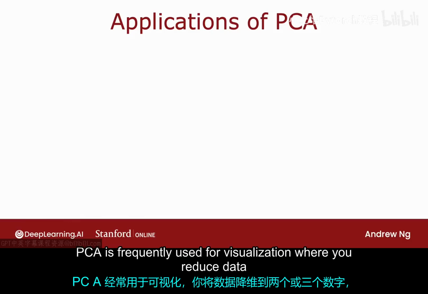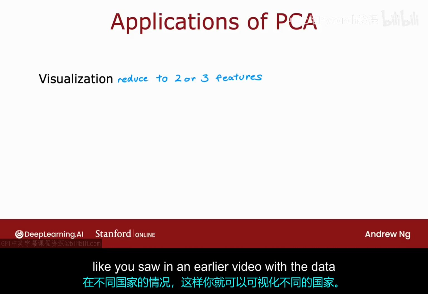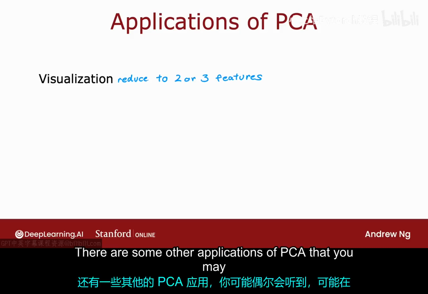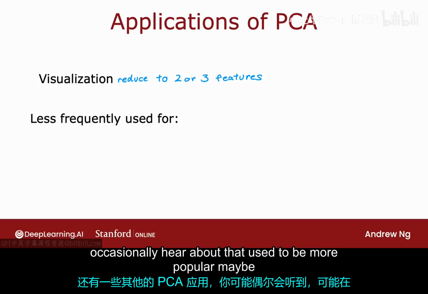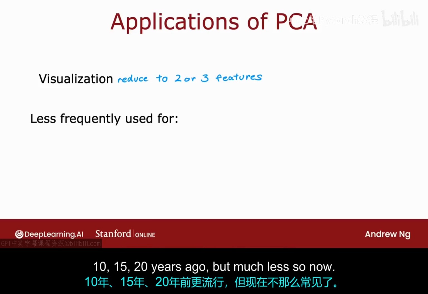PCA is frequently used for visualization, where you reduce data to 2 or 3 numbers so you can plot it. Like you saw in an earlier video with the data on different countries, so you could visualize different countries. There are some other applications of PCA that you may occasionally hear about that used to be more popular maybe 10, 15, 20 years ago, but much less so now.